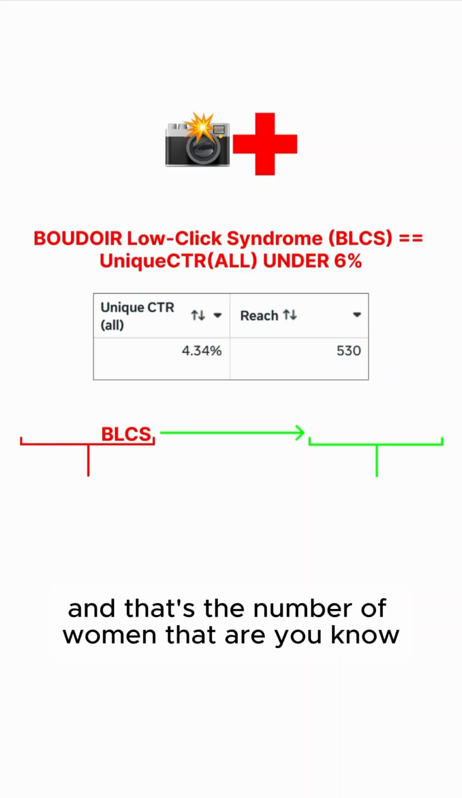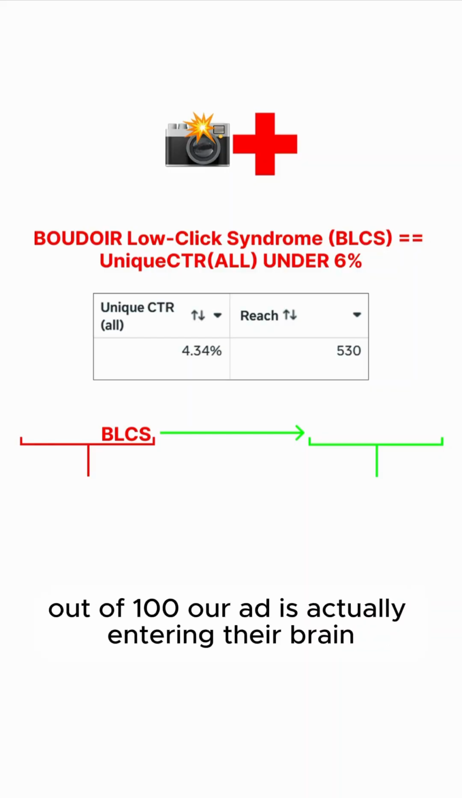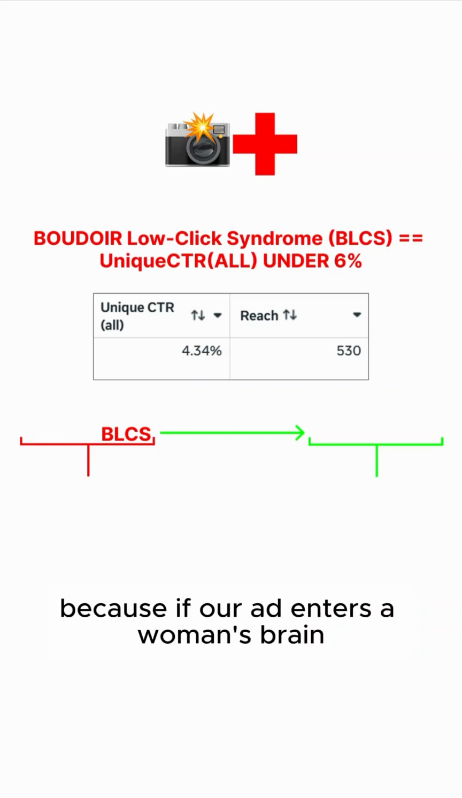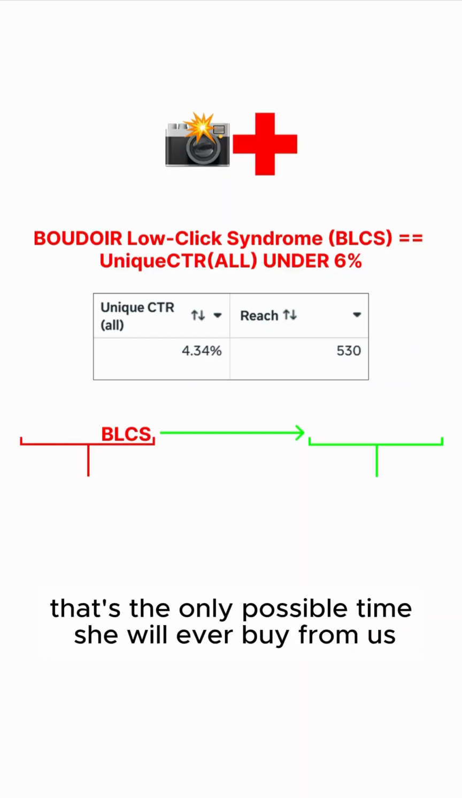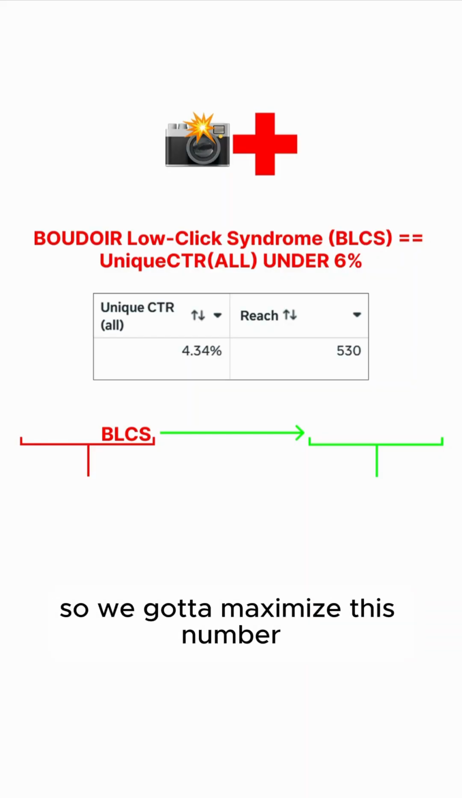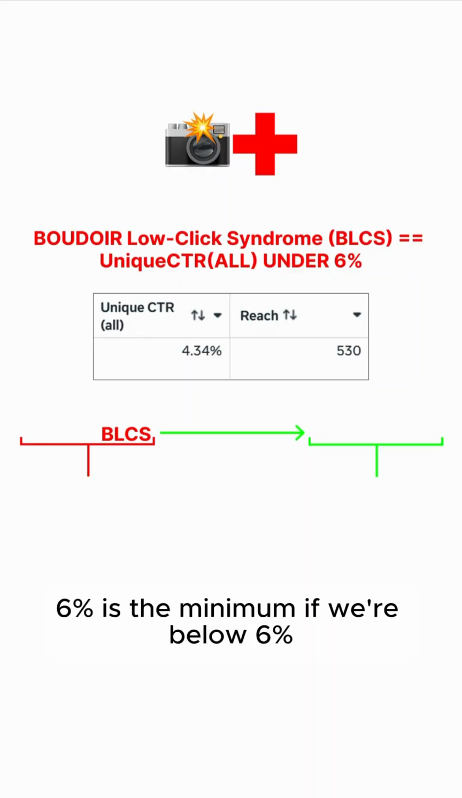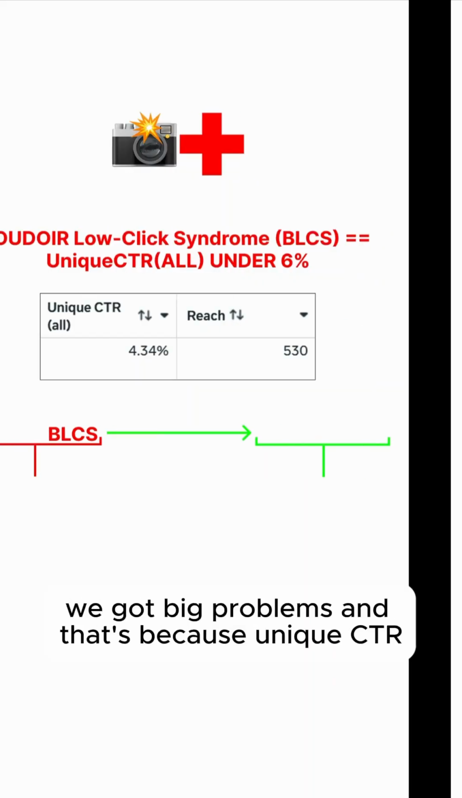And that's the number of women out of 100 that our ad is actually entering their brain. And we care about that because if our ad enters a woman's brain, that's the only possible time she will ever buy from us. So we've got to maximize this number, get it up as high as possible. 6% is the minimum. If we're below 6%, we've got big problems.